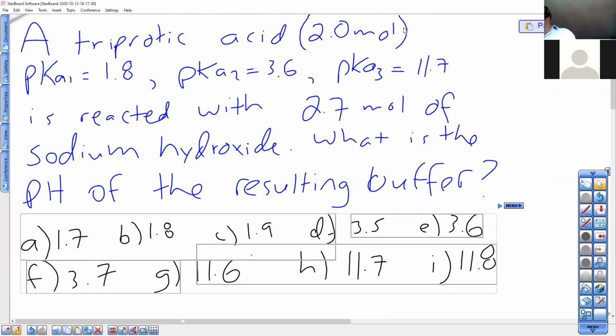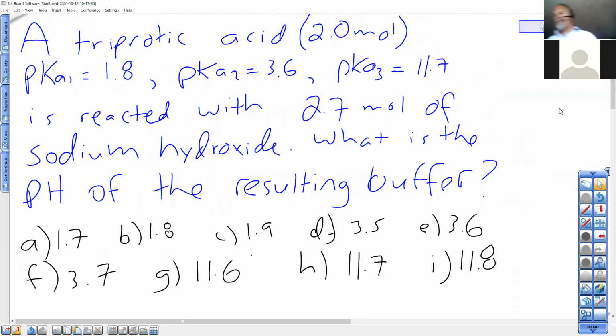Okay. So first part is to figure out what you're starting with. I didn't even tell you what the name of the acid was. Triprotic, though. It means that it has 3 protons. Okay. So what's a good generic formula for a triprotic acid?